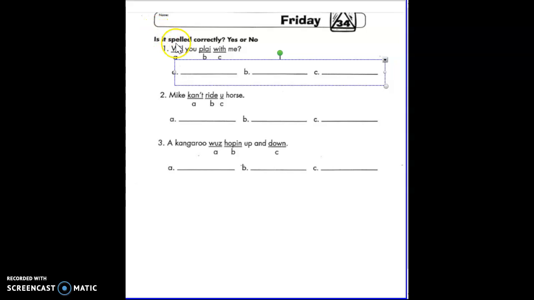So you need to look at each word and see if it was spelled correctly. Will you play with me? Will, missing that bonus letter. Play, we talked about this the other day, is AY. And then with is spelled correctly. So no, no, yes.